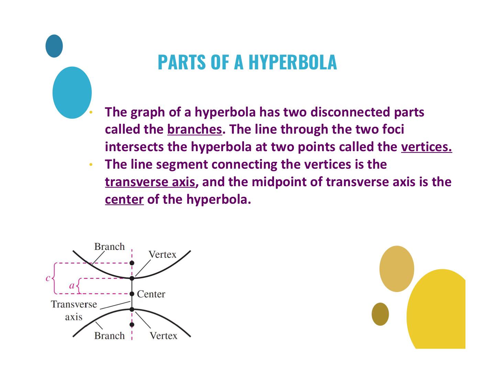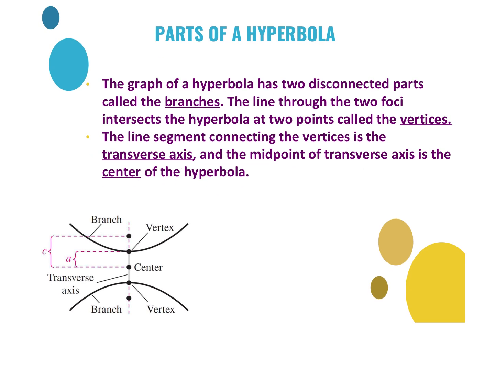The graph of a hyperbola has two disconnected parts called the branches. The line through the two foci intersects the hyperbola at 2 points called the vertices. So we'll have a vertex in each part of our branch. The line segment connecting the vertices is the transverse axis. That's what I drew on the last page, but it'll connect the vertices and the foci. This is our transverse axis.